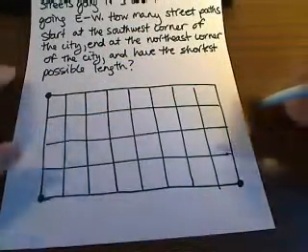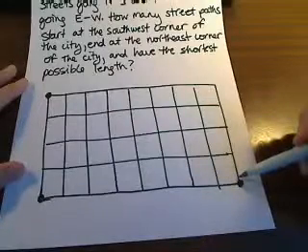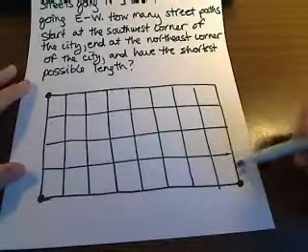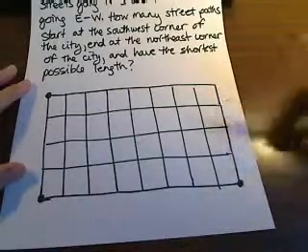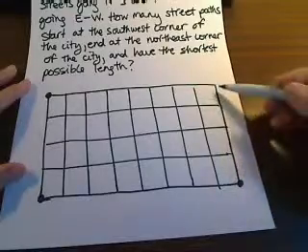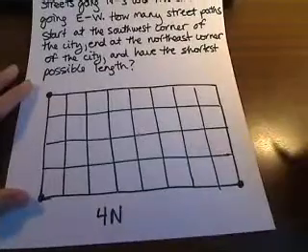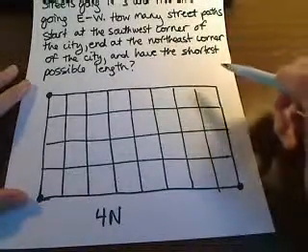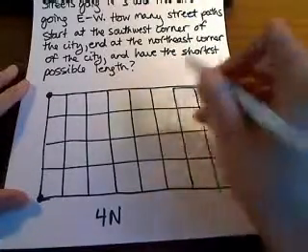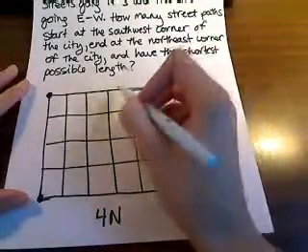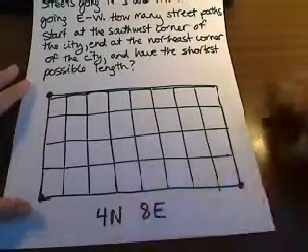Now, let's just analyze what's going on here. You're going to have to move a total of 4 streets north. So you're going to have to go 1, and then 2, and then 3, and then 4. I should say blocks. So it's going to be a total of 4 blocks in the north direction. And then we're going to have to travel a total of 8 blocks east, because it's going to be 1, 2, 3, 4, 5, 6, 7, and 8. So 8 blocks east. Okay.